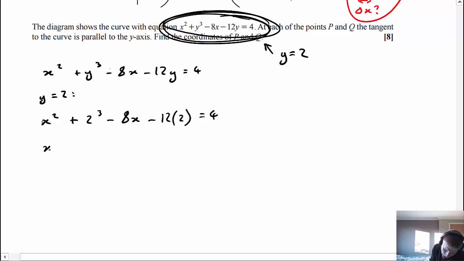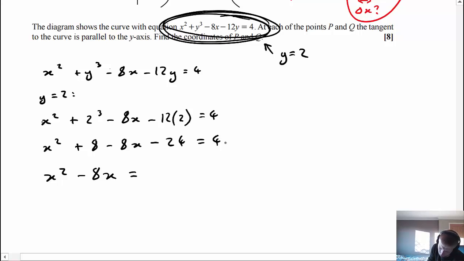So I've got x squared plus, what's 2 cubed? That is 8, isn't it? Plus 8 minus 8x, what is 12 times 2? So that's minus 24, isn't it? Minus 24 equals 4. Let's take everything which isn't an x over the other side. So I've got x squared minus 8x equals 4.